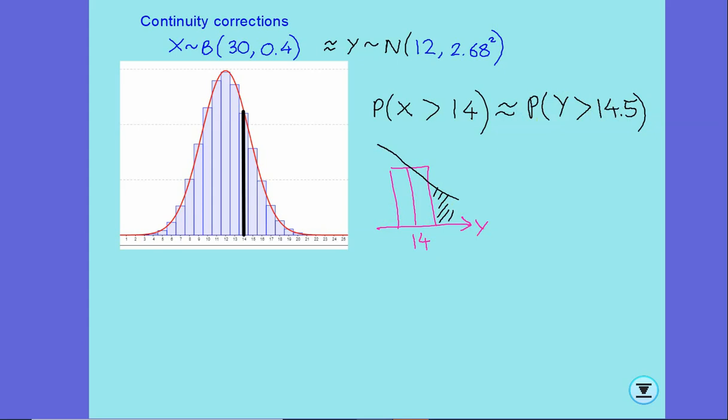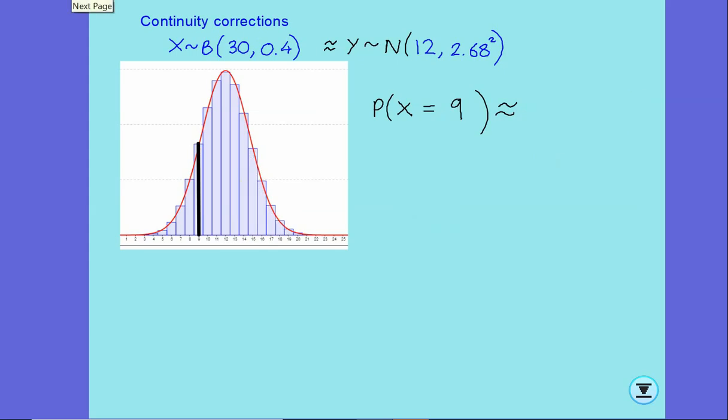So let's do that. So menu 7, 2. The lower, this time because we want this part, so we want all of this shaded region in here, I'm going to go 14.5 as my lower and something ridiculous like 1,000 for my upper. My calculator will remember everything I've just put in, so I just press equals, and I get 0.1757 to 4 dp.